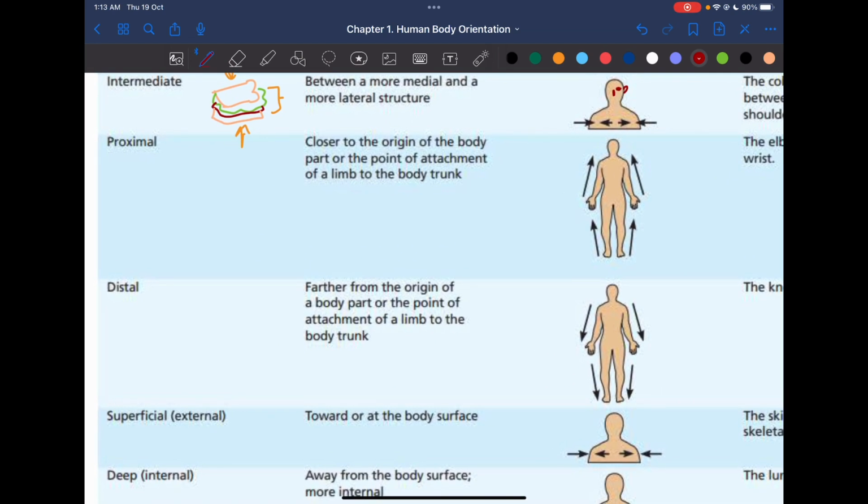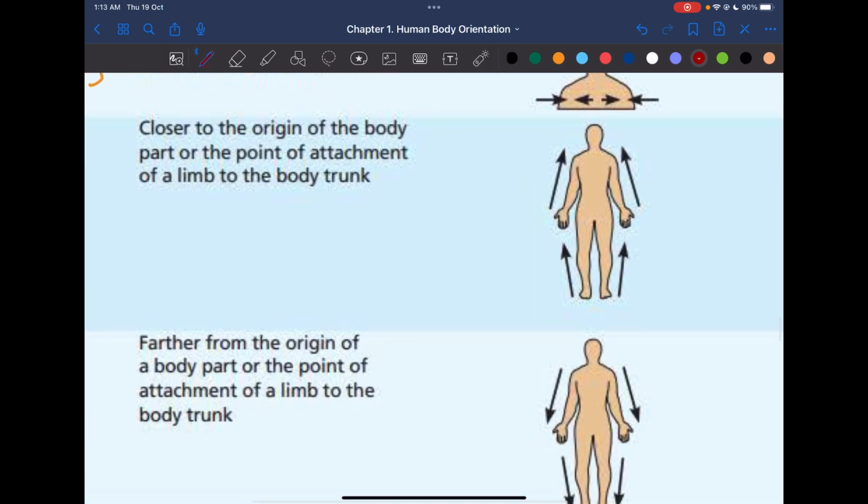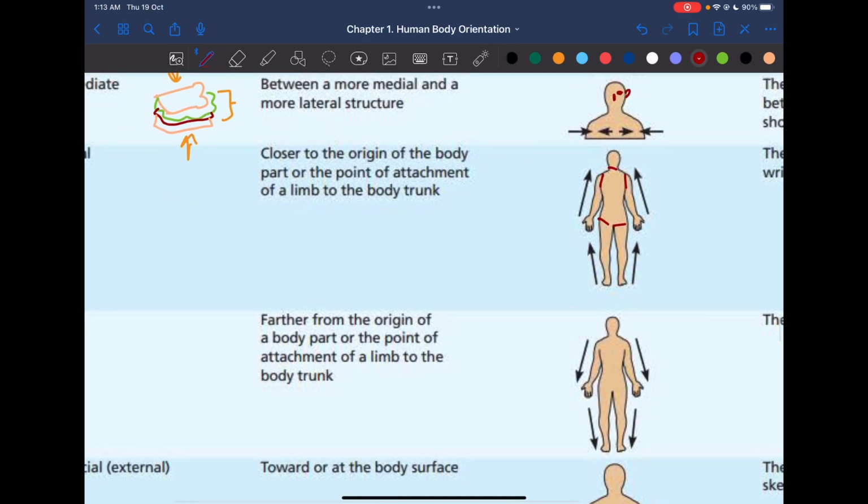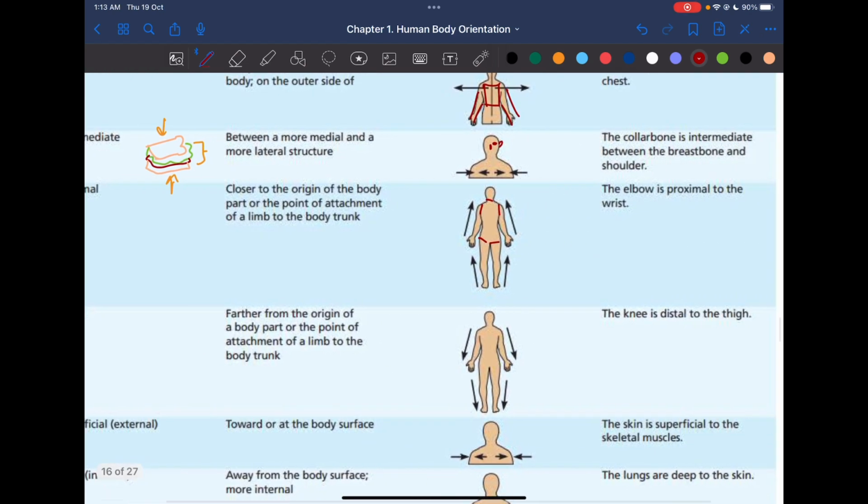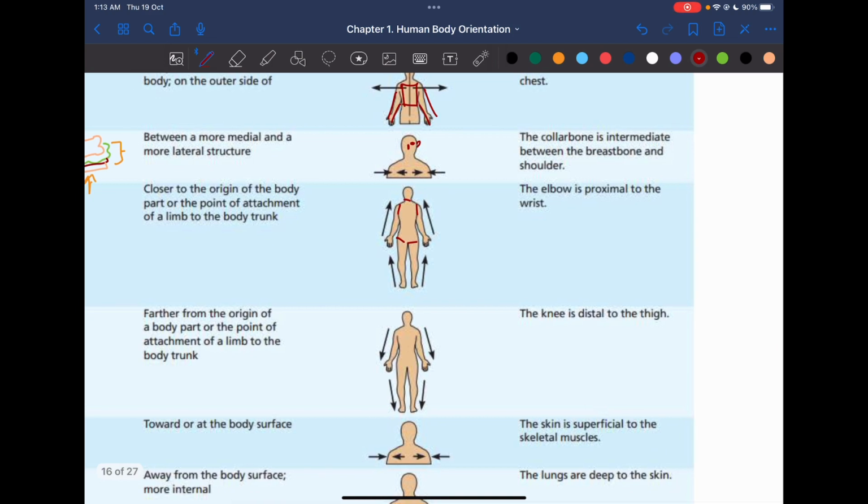Proximal. Proximal, closer to what though? Here we're referring to the body trunk, or the attachment where your head, your limbs, stuff like that, attach. So closer to the origin of the body. Origin of the body is your trunk. Okay, so closer to the origin of the body part or other point of attachment of a limb to the body trunk. So the elbow is proximal to the wrist.